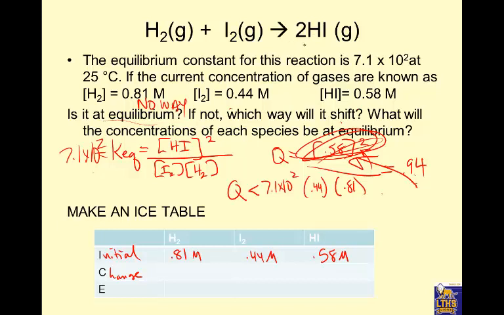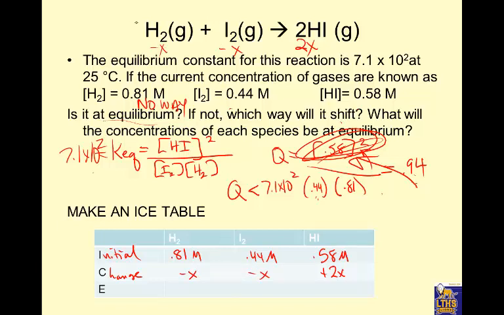But because this has a coefficient of 2, we're going to put 2x. We're going to call that 2x. So HI has to change by getting bigger by, we don't know how much, but we know it's 2x. How is this going to change? Well, this has to get smaller. So it's going to change by losing some I2 and losing some H2.